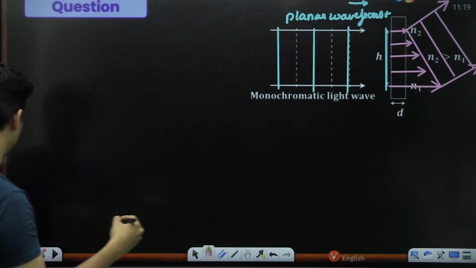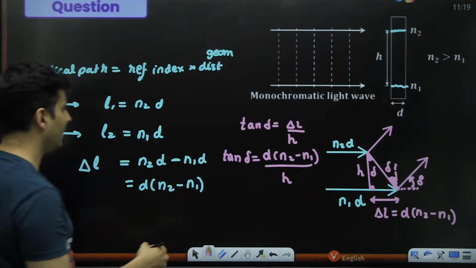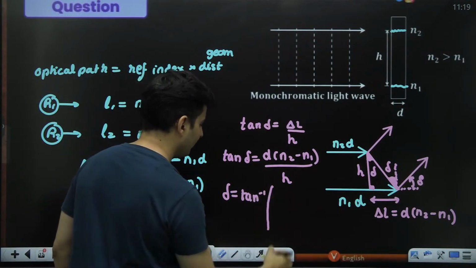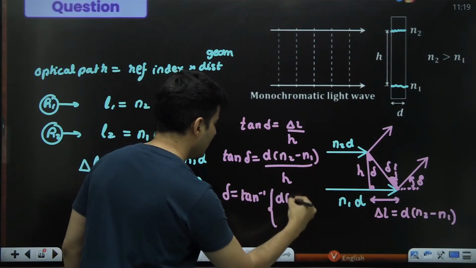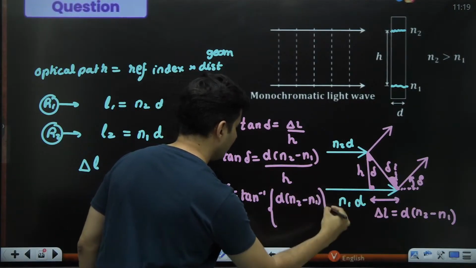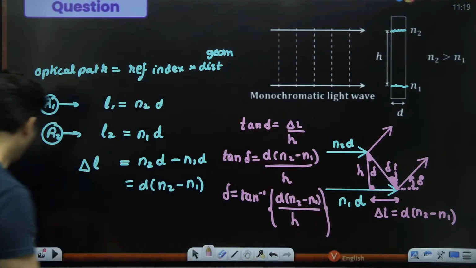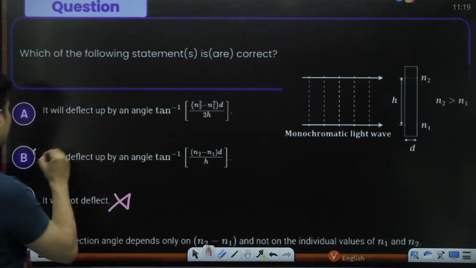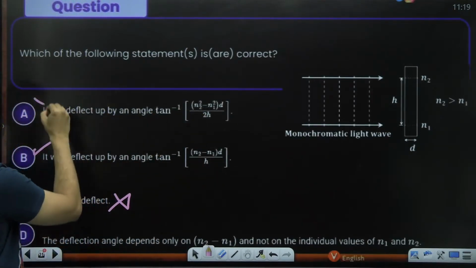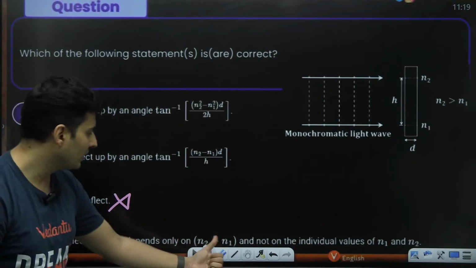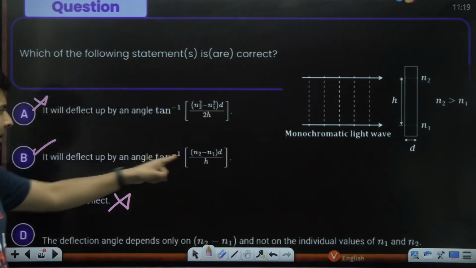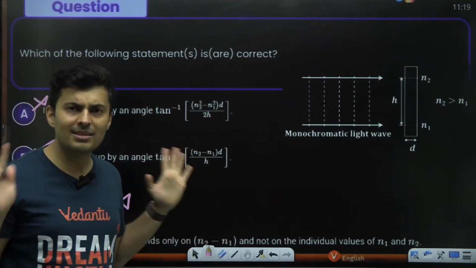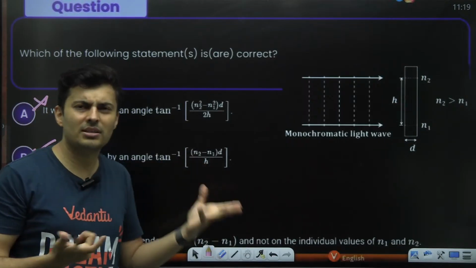I think tan inverse was there. So therefore, delta is tan inverse of d into n2 minus n1 upon h. So now observe this. Yes, this is correct. It will deflect by n2 square minus n1 square? Wrong. The deflection depends on the difference and not on the individual values. Correct. Whatever is the difference matters. What if n2 is more, n1 is also more, if the difference is the same, that's what matters to us, not just the individual values.